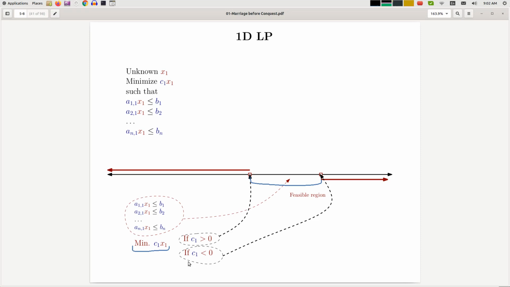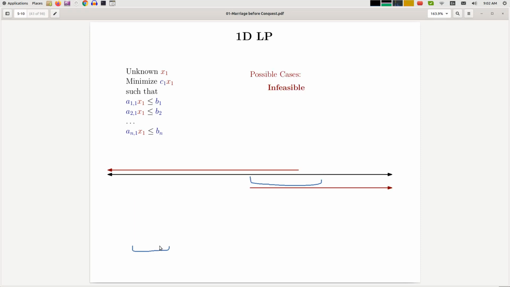If c1 is negative, then this is minimized by maximizing x1. We just get a number that is more negative. So therefore we want to maximize x1, and so we get this other endpoint. If c1 is 0, then that's a special case. It means that any point inside this feasible region will minimize this function, because the value of the function is just always 0.